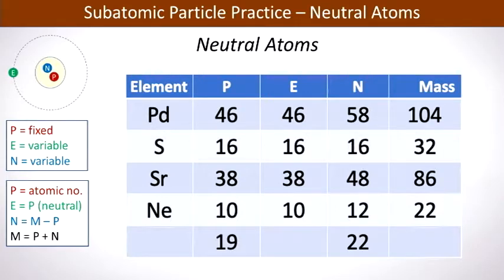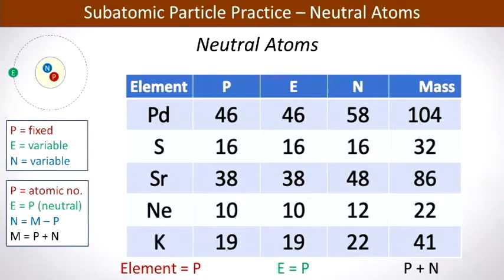For a neutral atom that contains 19 protons and 22 neutrons, we can add the number of protons plus neutrons to obtain a mass number of 41. Since this is a neutral atom, the number of electrons equals the number of protons. And if we look at 19 protons on the periodic table, we will find that it corresponds to an atomic number of 19 for potassium.